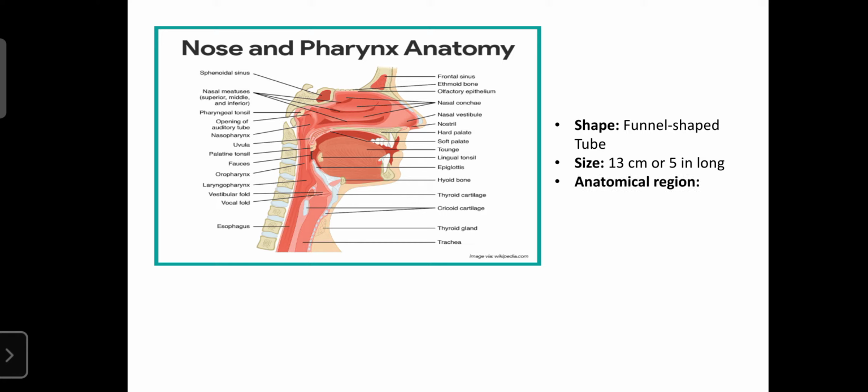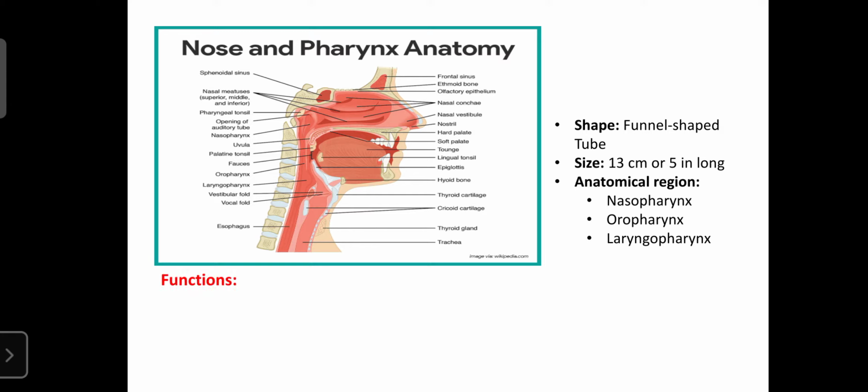Regarding the anatomical region, anatomically the pharynx is mainly divided into three parts. The first part, just after the nose, is known as the nasopharynx. Then after the nasopharynx, that part is known as the oropharynx. Then after the oropharynx, that part is known as the laryngopharynx. So anatomically, the pharynx, also known as the throat, is mainly divided into three parts: the nasopharynx, oropharynx, and the laryngopharynx.